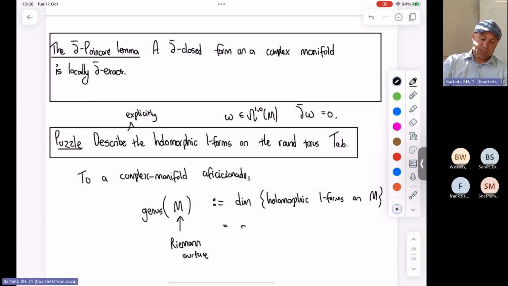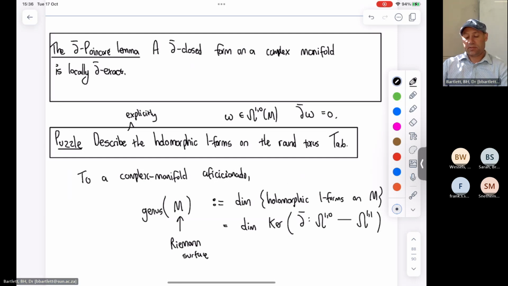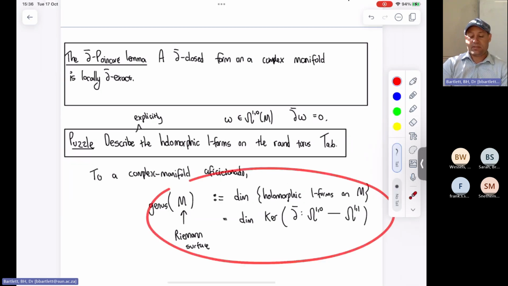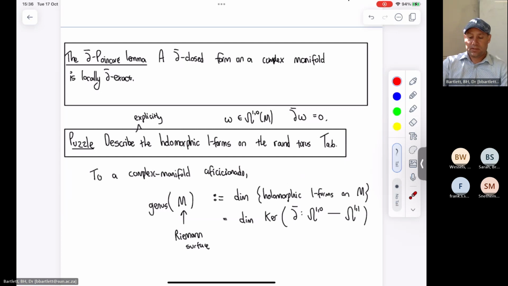Which is exactly the dimension of the kernel of the del bar map, which goes from (1, 0) forms to (1, 1) forms. And so that's actually the definition. It's not the same as the Dolbeault cohomology groups, but it's this. Okay, but it's closely related. Anyway, just so that you know.